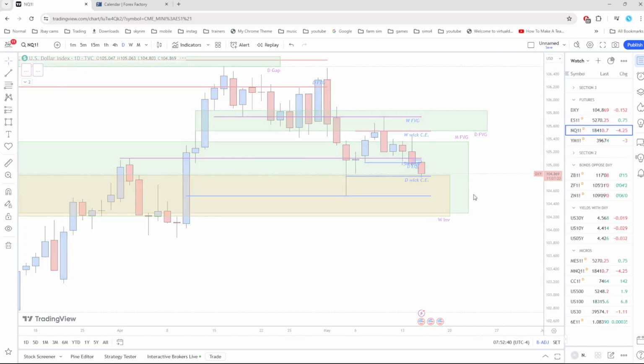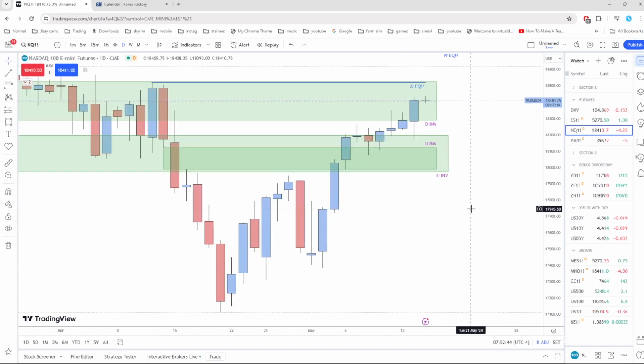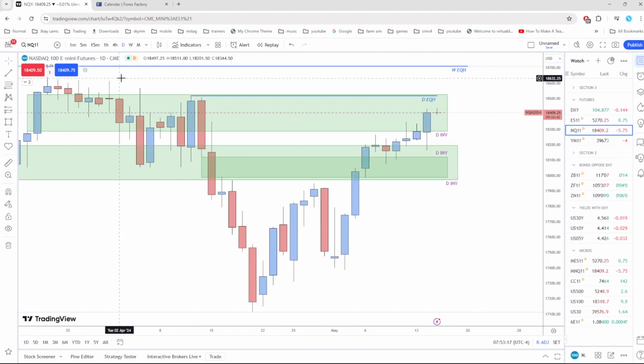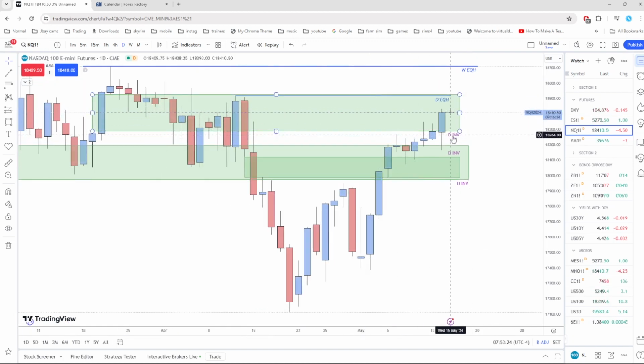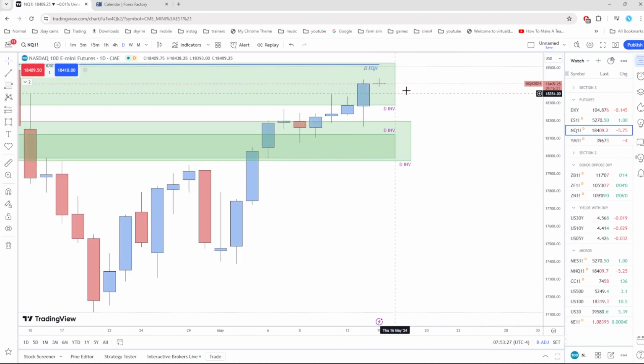However, let's jump over to the Nasdaq. Looking at NAS, we traded into this daily inversion. We rejected that. We traded off higher. Yesterday, we tapped into this daily inversion. We rejected that. We took out this high as well as this one. So relative equal highs were cleared. We have daily equal highs in play above us, which is going to be the draw on liquidity. And then we are also inside of a daily inversion level, and we're sitting right at the consequent encroachment of this level.